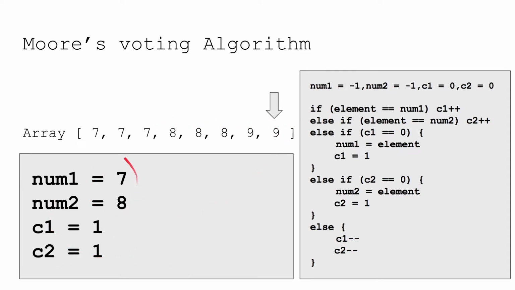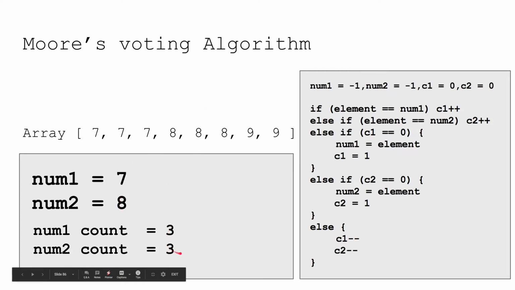Now at this point, we cannot say that these two are our majority element. We have to do another check. What we need to do here is check the count for each element, num1 and num2. So for num1, the value is 7. Here we can see the count of 7 is 3, and for 8 also the count is 3.